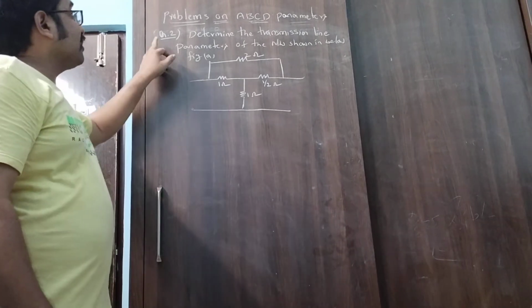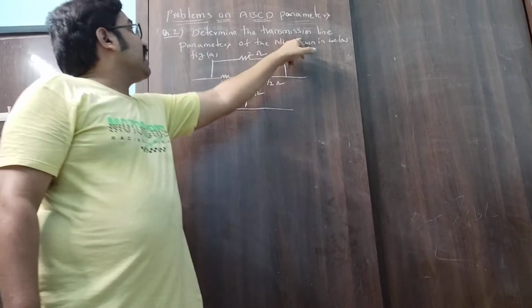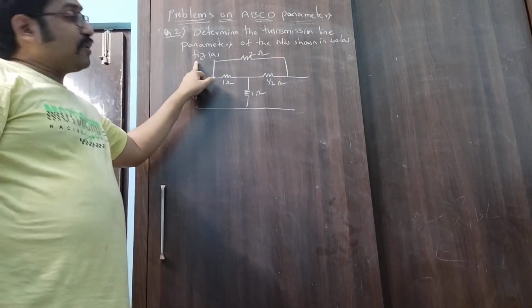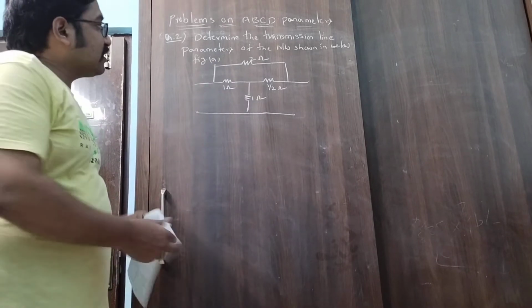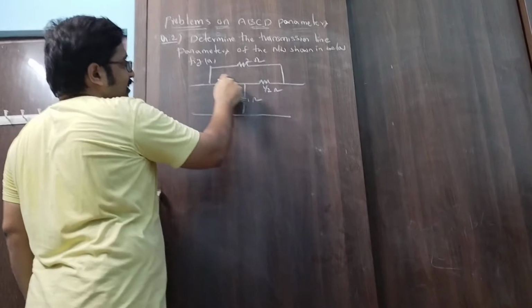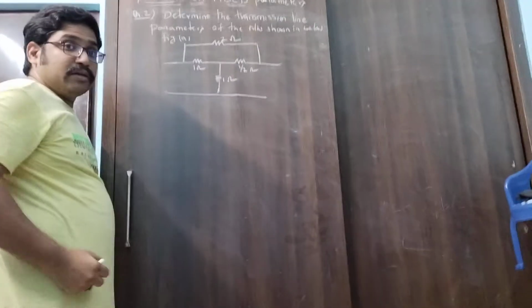This is the second question for the ABCD parameters. Determine the transmission line parameters of the network shown in the figure below. So this is the circuit diagram that is given. Whatever the circuit is given, we need to convert this delta network into the T network.